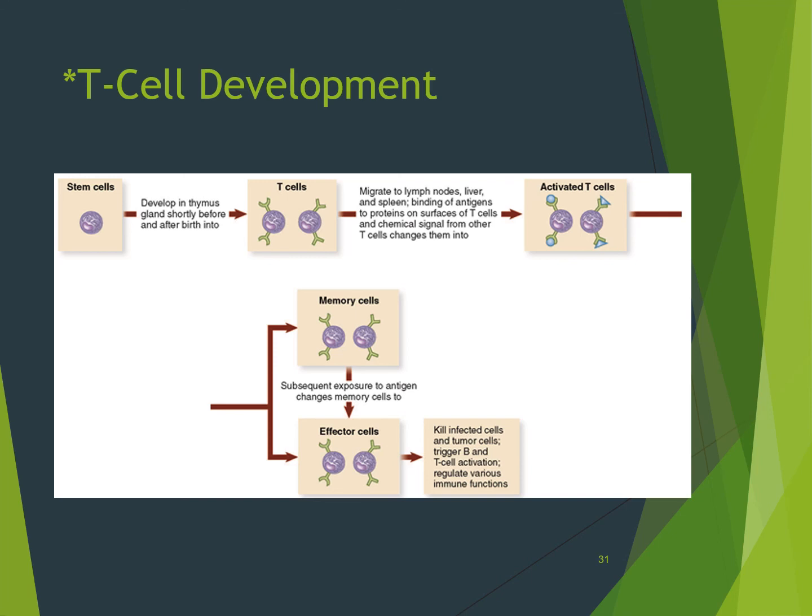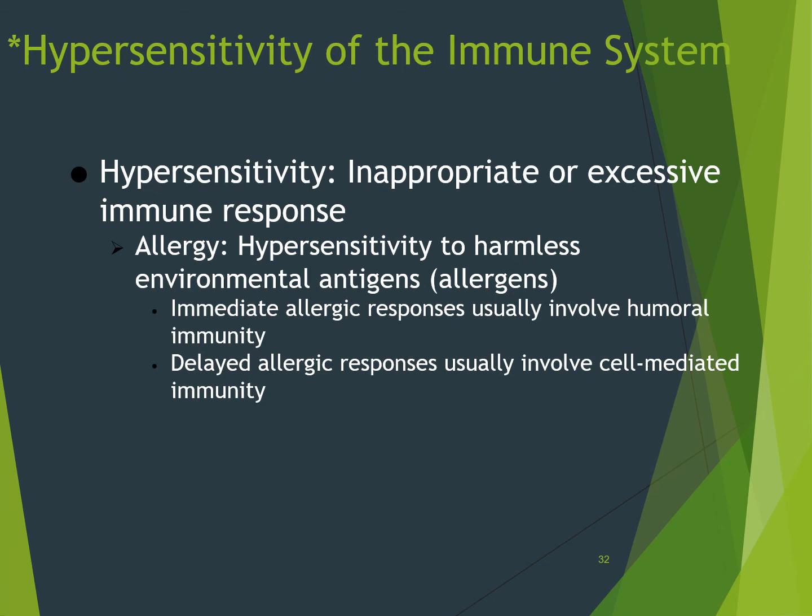Okay, so T cells are going to attack the invaders directly by binding with them, and another thing that T cells do is they provide immunity against cancer cells. Okay, so there's the difference between B cell development and T cell development. I hope this is helpful.